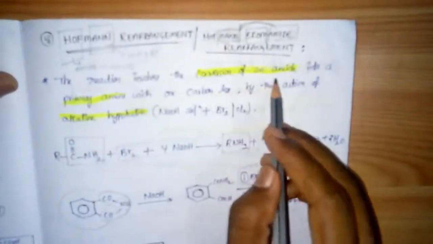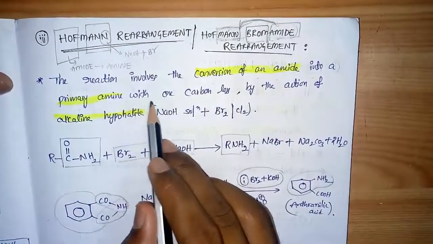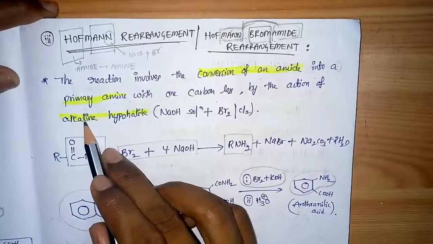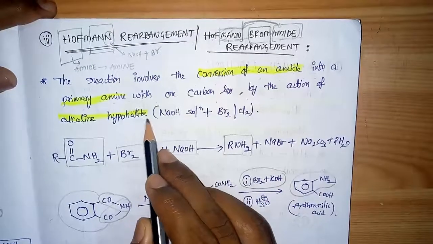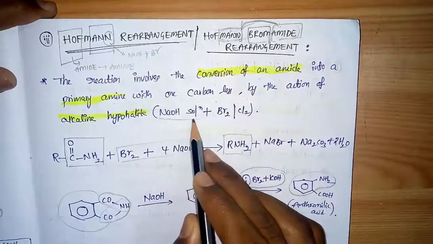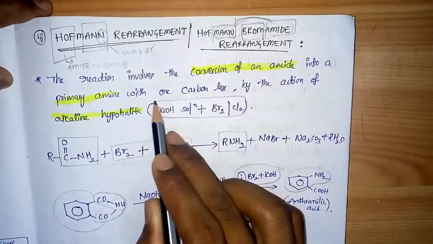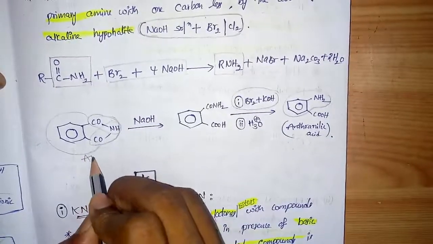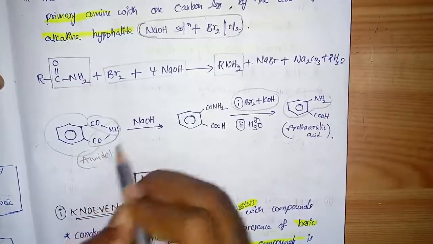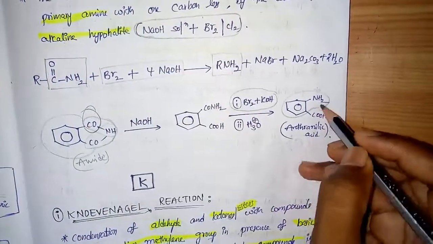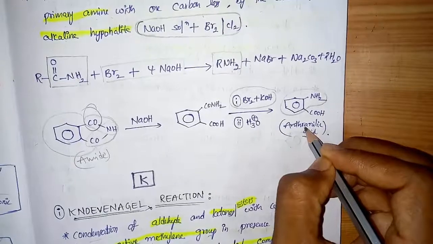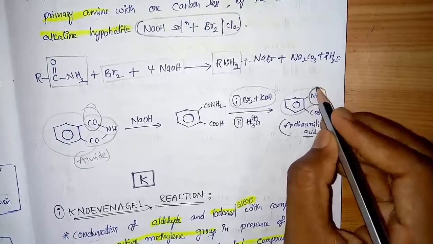The conversion of an amide into a primary amine with one carbon less by the action of alkali hypohalite, nothing but sodium hydroxide in presence of bromine or chlorine. Generally bromine is more preferable, and it will take this amide and, by losing one CO compound, form the amine compound, that too a primary amine.